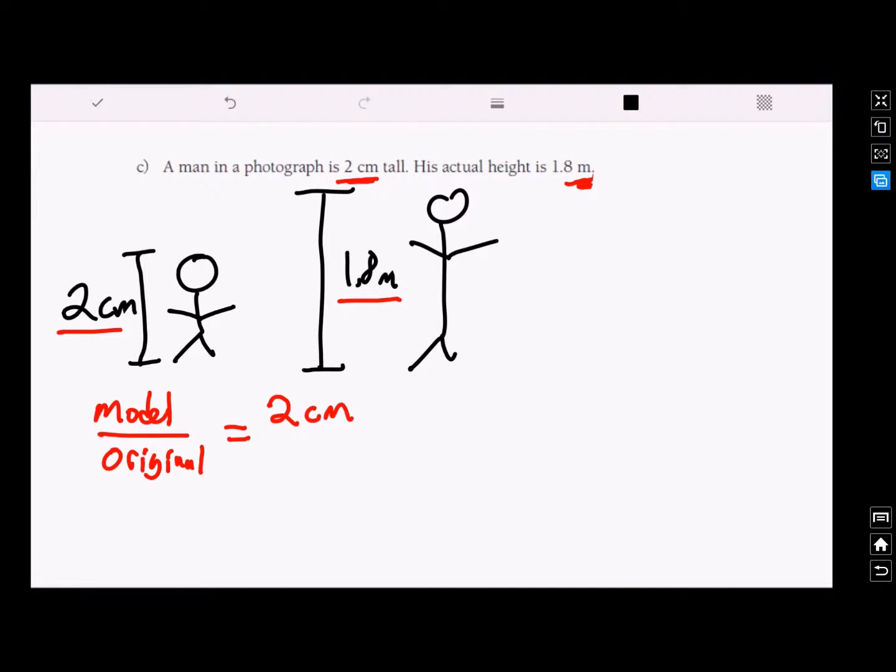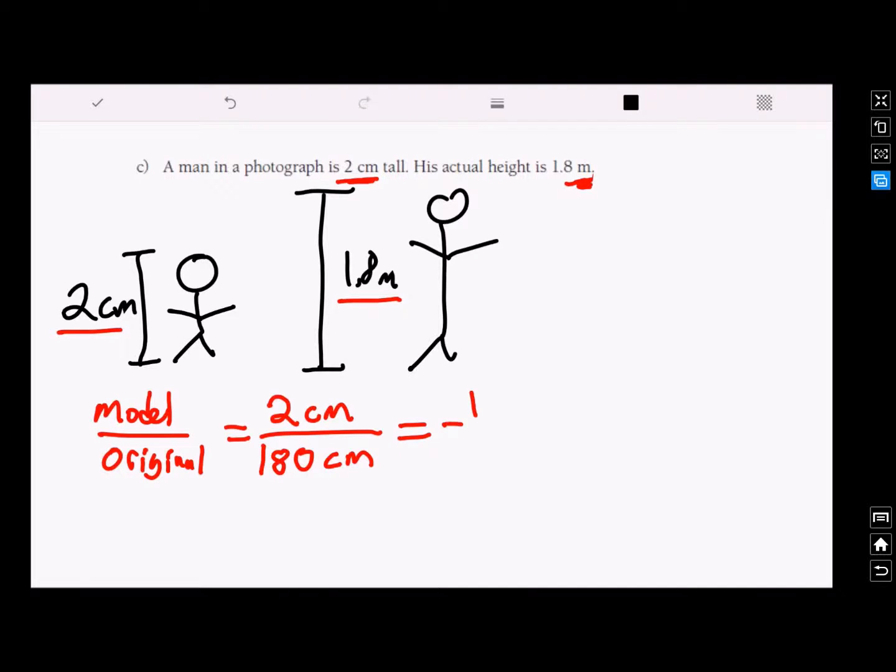And so I have 2 centimeters. And the 1.8 meters, because we have 100 centimeters in every meter, we just multiply 1.8 by 100, and that'll get me the number of centimeters. So now I have 2 centimeters over 180 centimeters. When we calculate this, we get the following. 2 divided by 180.